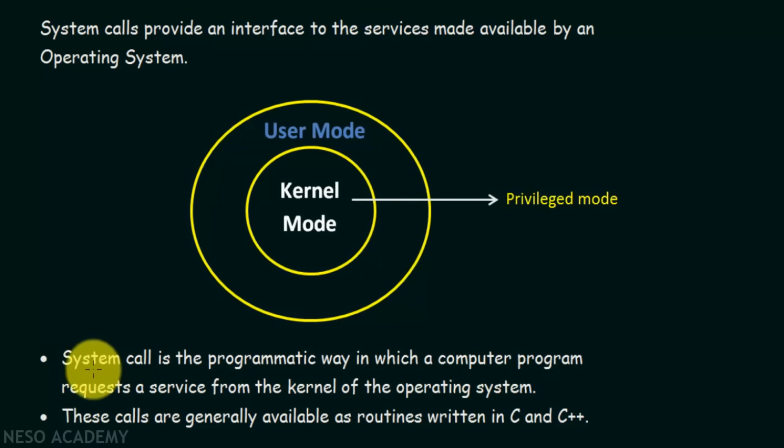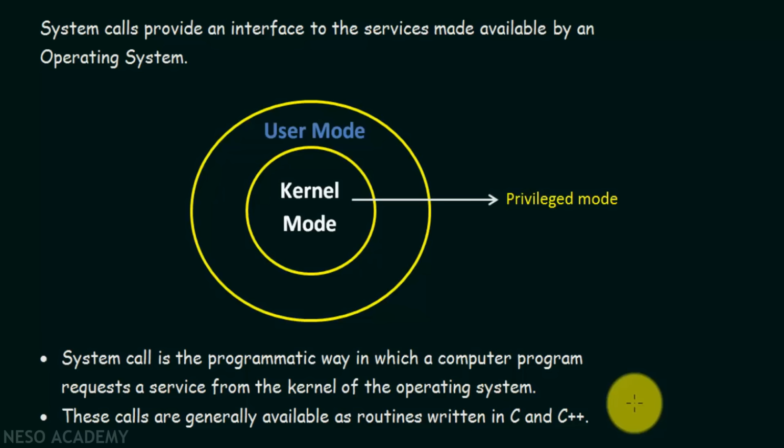We can say that a system call is a programmatic way in which a computer program requests a service from the kernel of the operating system. So this is what I already told you. When it wants to request a service from the kernel of the operating system, the service could be anything like accessing some resources or something like that. So a system call is made for doing so. And these calls are generally available as routines written in C and C++. So this is the way we can define a system call.